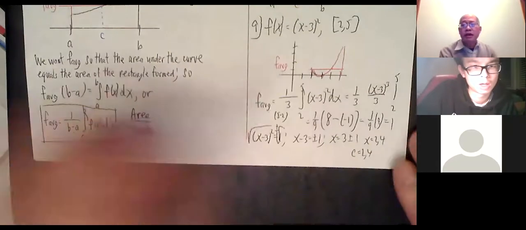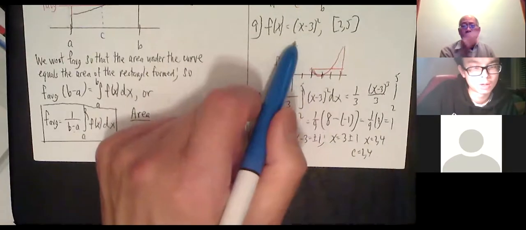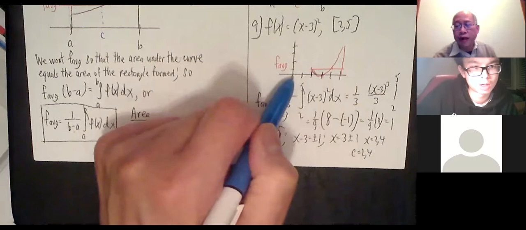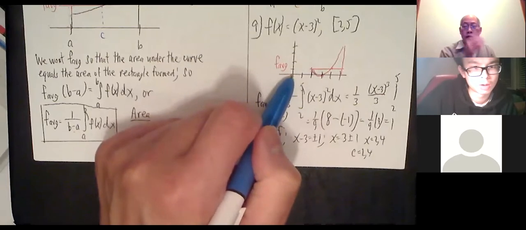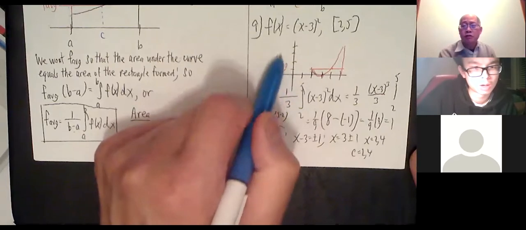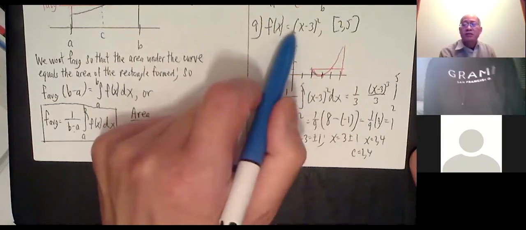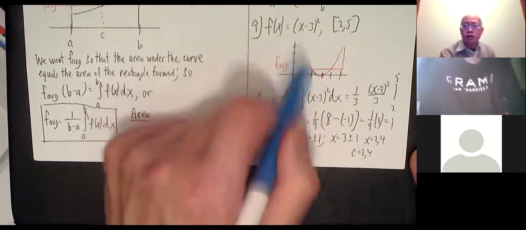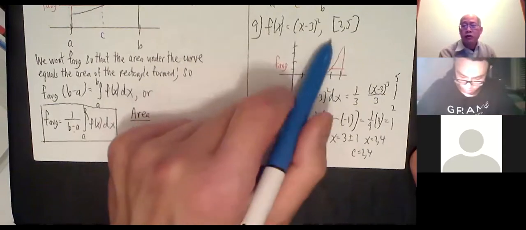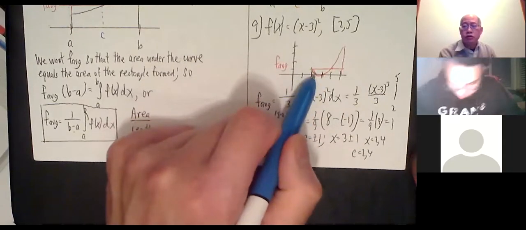f of x equals (x minus 3) squared from 2 to 5. Okay, we know this is just x squared translated 3 units to the right. Remember our rules for translation? So x squared was like that, right? (x minus 3) squared, I moved the graph 3 units to the right, so it looks kind of like that. And we're only going from 2 to 5, so that's all I drew.